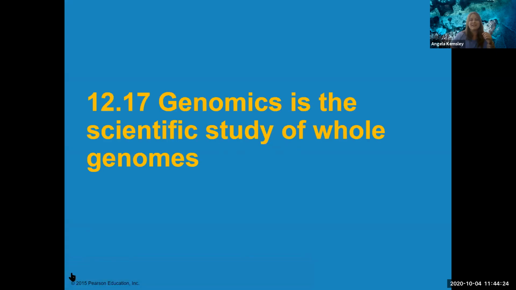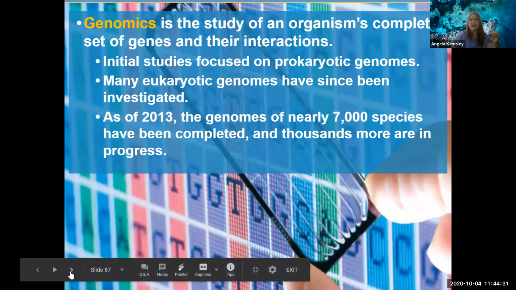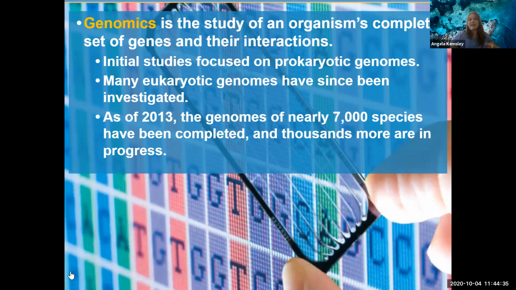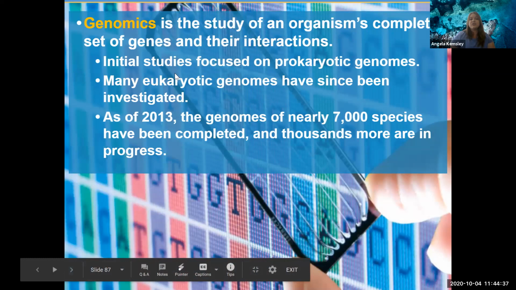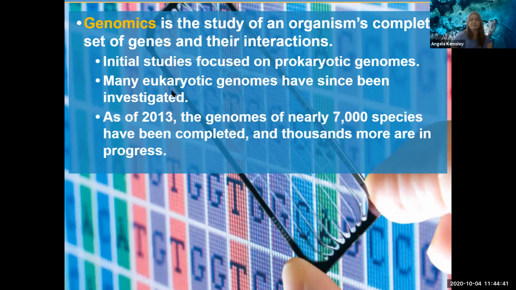So genomics is the scientific study of the whole genome. So trying to map the entire genome of a species, and the study of an organism's complete set of genes and their interactions. The initial studies for genomics focused on prokaryotic genomes. Many eukaryotic genomes have since been investigated. And as of 2013, the genomes of nearly 7,000 species have been completed, and there's thousands more in progress.